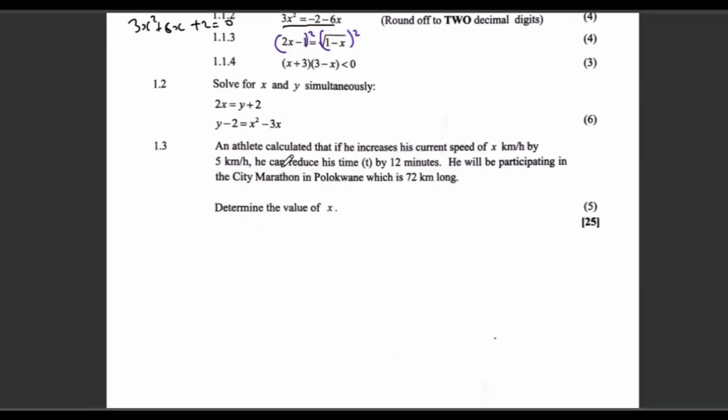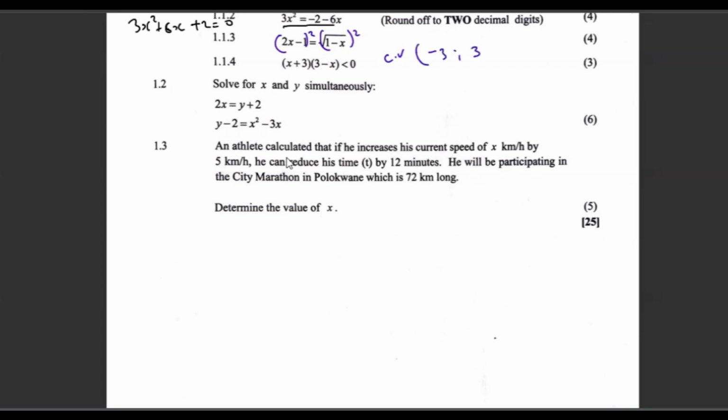All right, then 1.1.4 is the inequality. So let's get the critical values straight away. Our critical values will be negative 3 and positive 3.